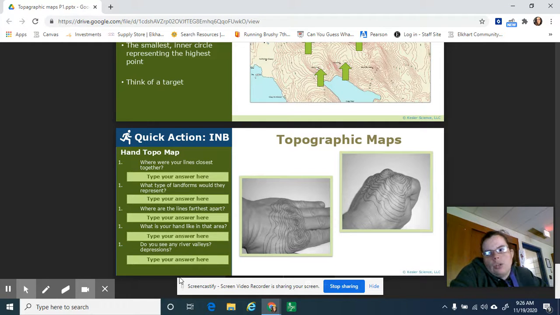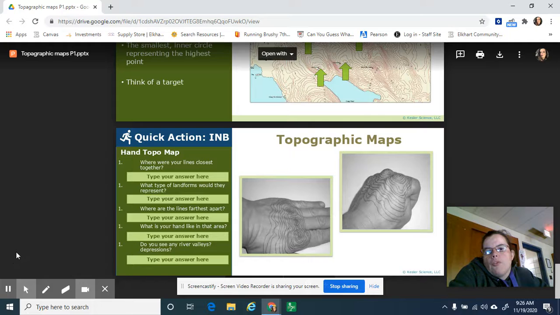Once you're done, you're going to turn this in and prepare for your topographic featuring tectonic plate theory lab snack for Monday and Tuesday.